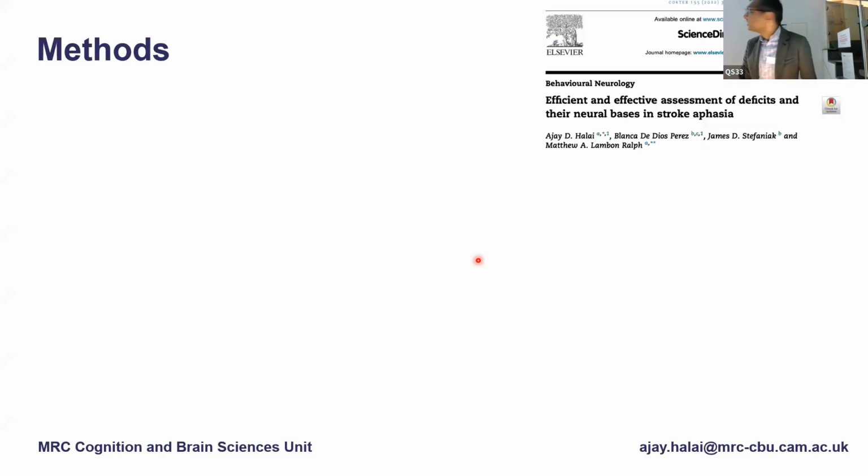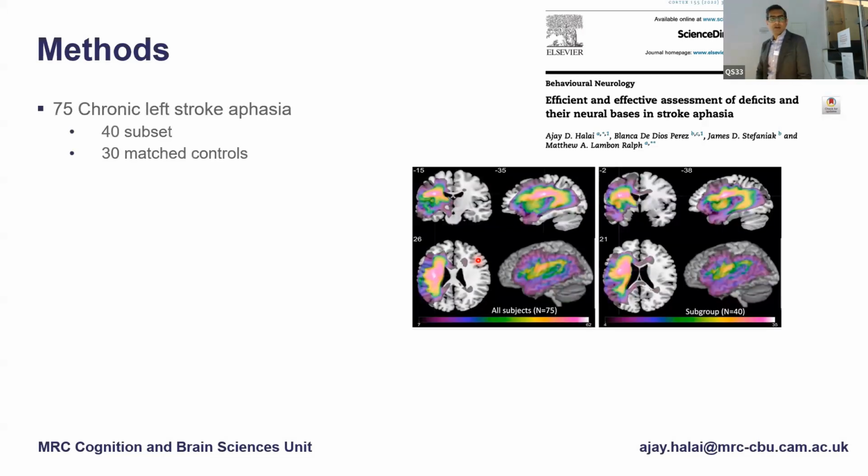This was published, I think, last year, so I'll walk through the method very briefly. We had 75 cases that completed the extensive battery. These were all based in Manchester, and we made sure that we recruited the full range of severity. So we had lots of severe cases as well as mild and moderate ones. A subset of 40 completed the CAT, and I'm just showing the lesion distribution. We had controls also complete all tests so we can get normative cutoffs.